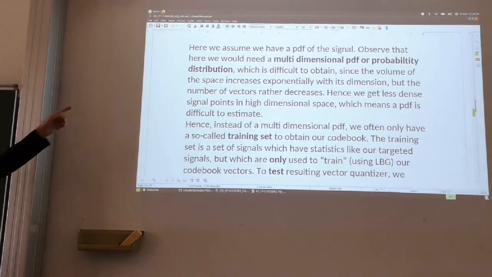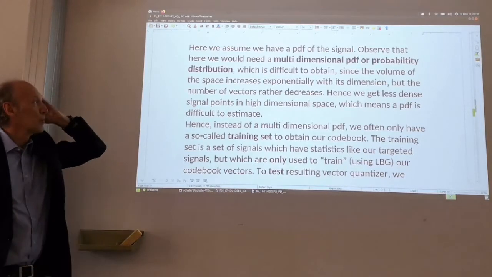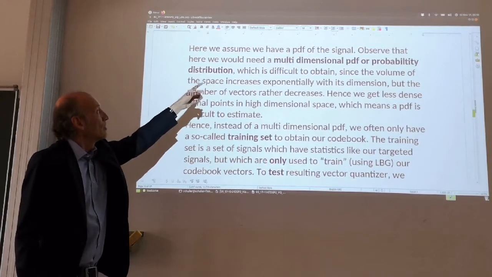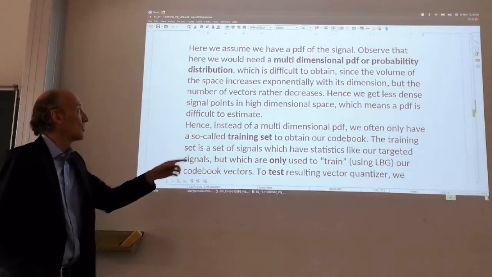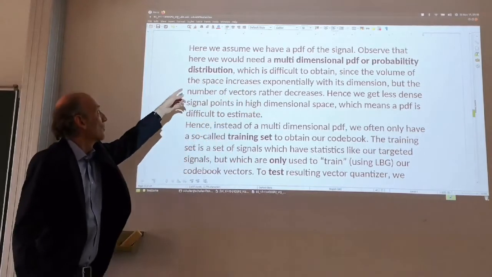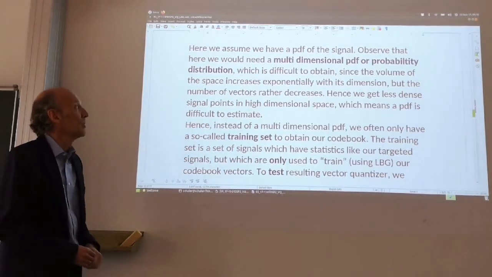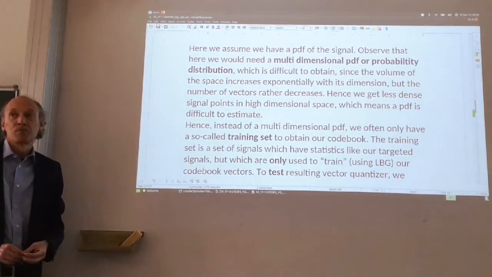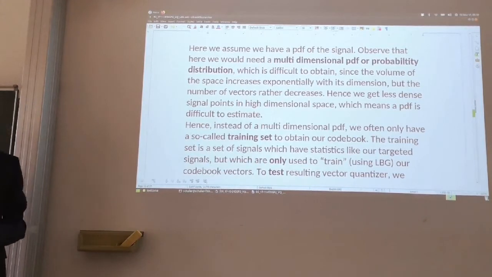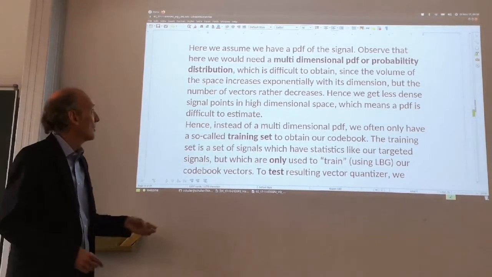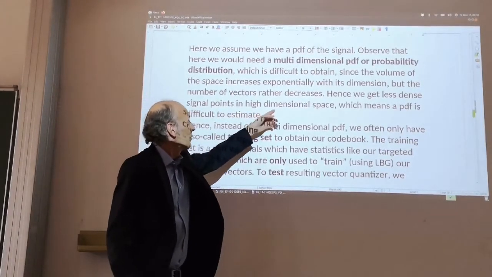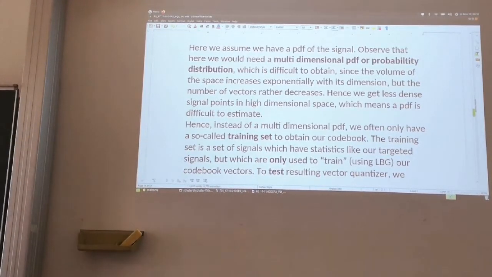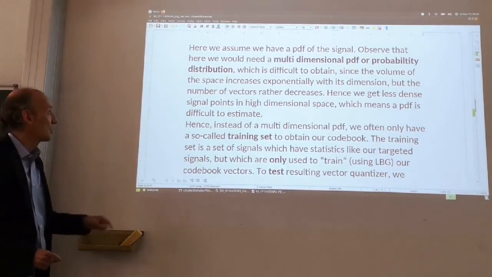Here we assume we have a PDF of the signal, the probability density function. But observe that here we would need a multidimensional PDF or probability distribution, which is in general difficult to obtain, since the volume of the space increases exponentially with its dimension, but the number of vectors rather decreases. So that's the problem. We have only a coarse sampling of our n-dimensional space. So we get fewer points in the high-dimensional space, which means the PDF is difficult to estimate. That's in general the problem that we have with high-dimensional spaces.